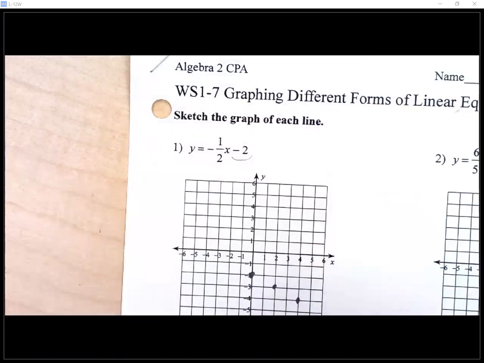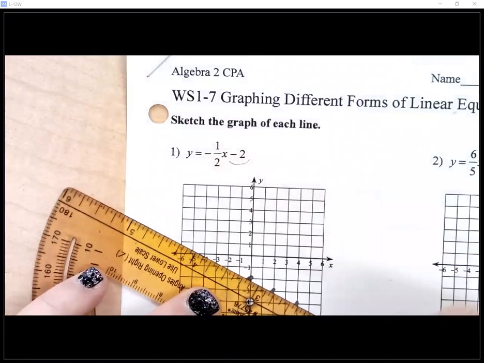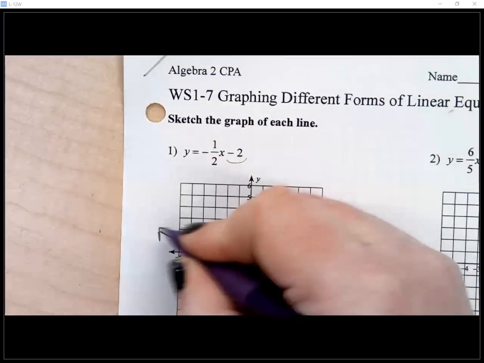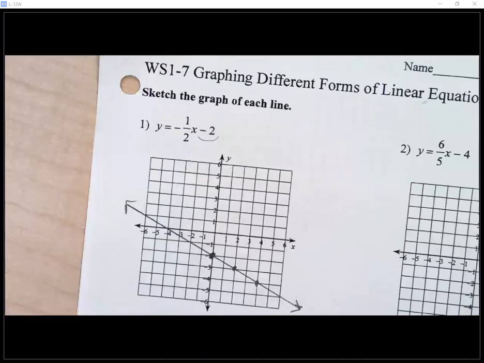A very quick check. Doesn't guarantee you that you're right, but if the slope is negative, your line should be going down from left to right. So if you look at your line and it's not going down from left to right, you already know that you messed up. Okay, so those are the easy peasies.